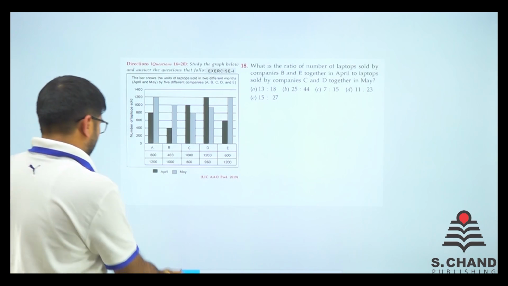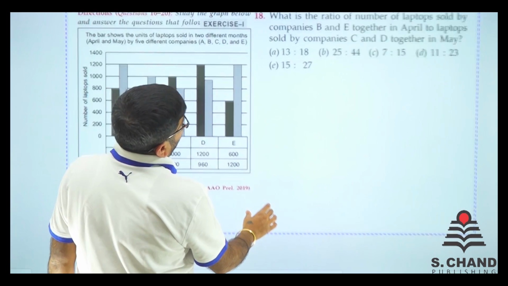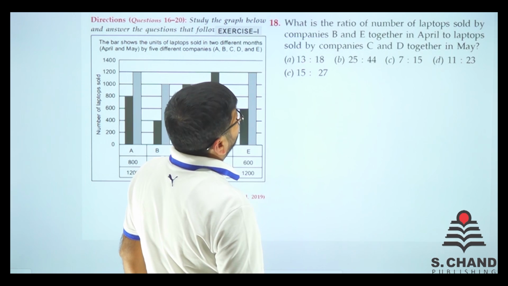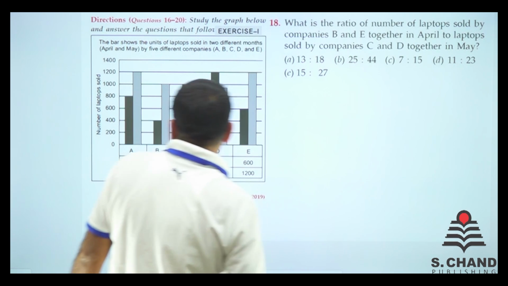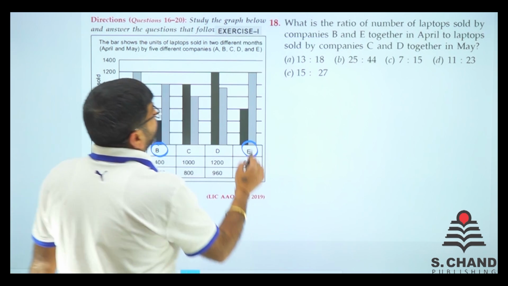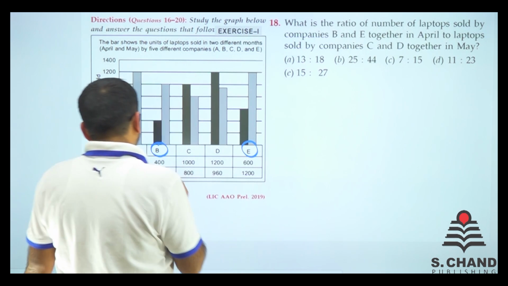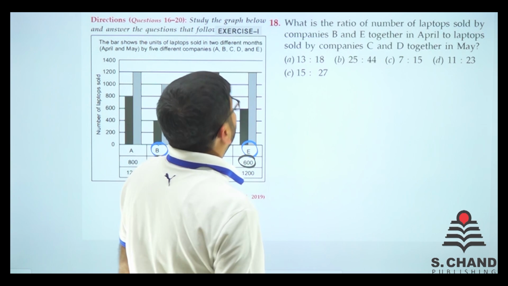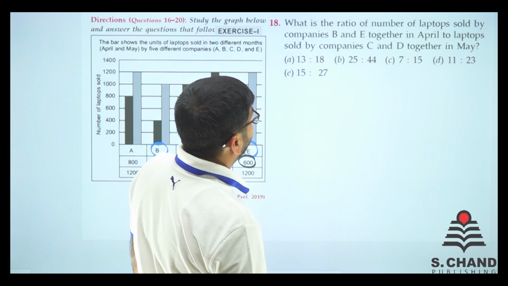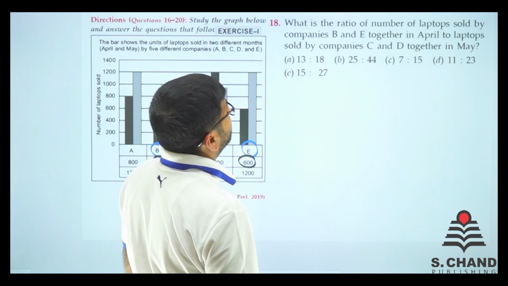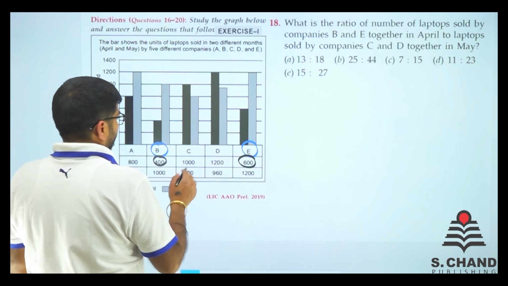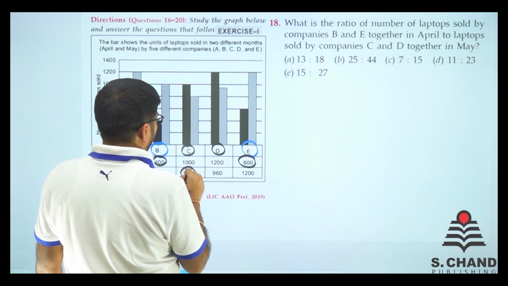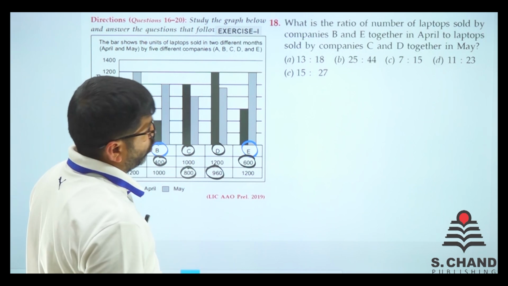Here we go. Question number 18 from the same chart, is it? What is the ratio of the number of laptops sold by companies B and E together? This is B, this is E. In April is 400 and 600, right? Companies B and E together in April, to laptops sold by companies C and D together in May. C and D together in May. What is the ratio, right?